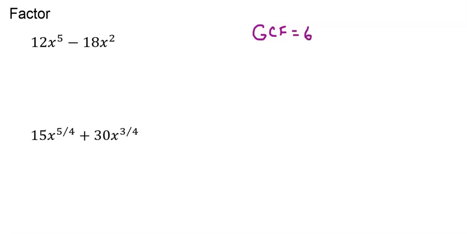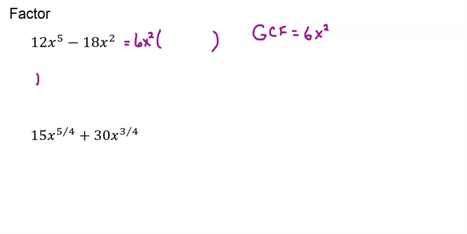For the variables, x to the fifth and x squared, the most x's those two terms have in common is 2 factors of x. So x squared will also be in our greatest common factor. That means that we can factor out or divide out a 6x squared from both of the terms. We'll write that greatest common factor down, and then that will multiply the leftover factors that we get when we divide each of these terms by 6x squared.